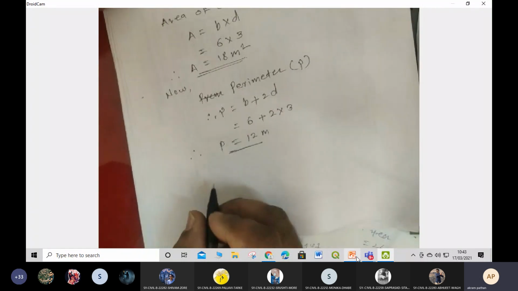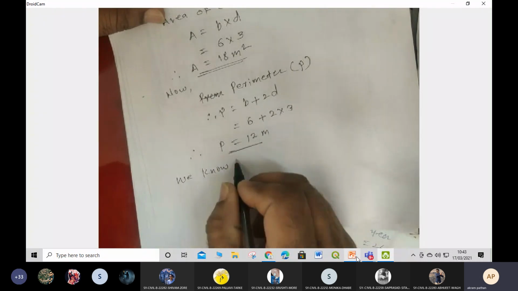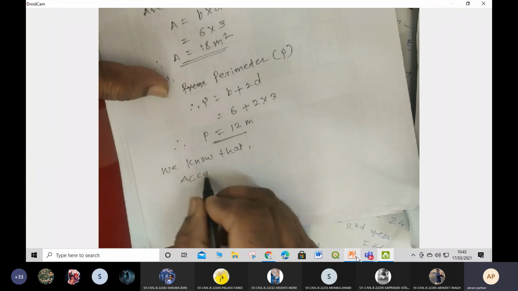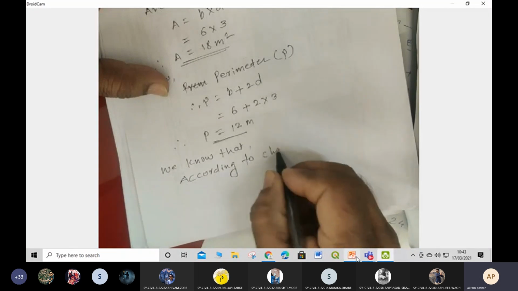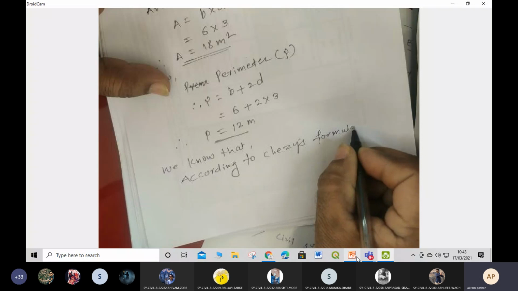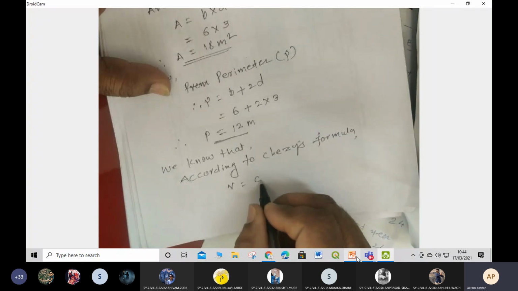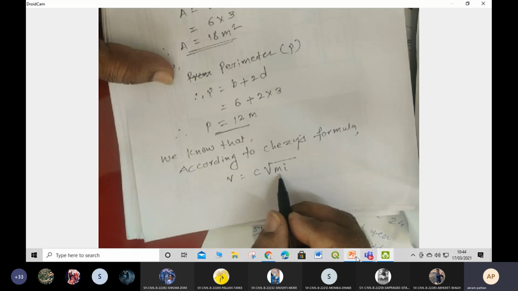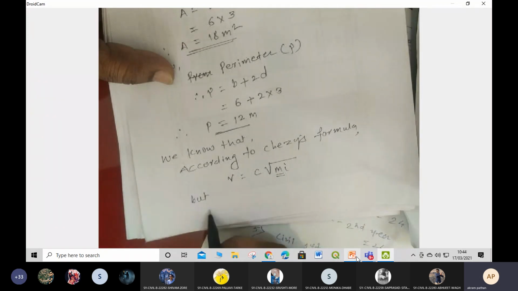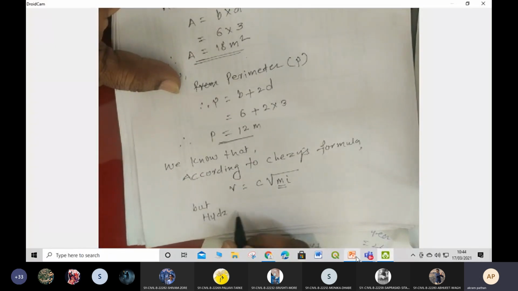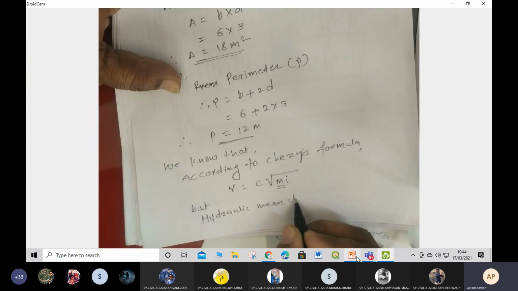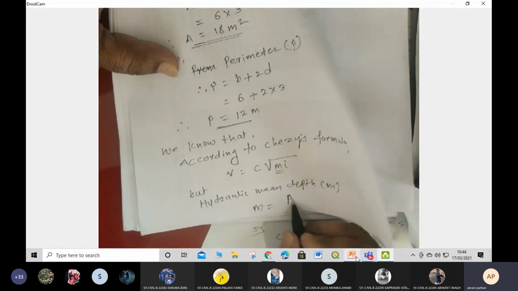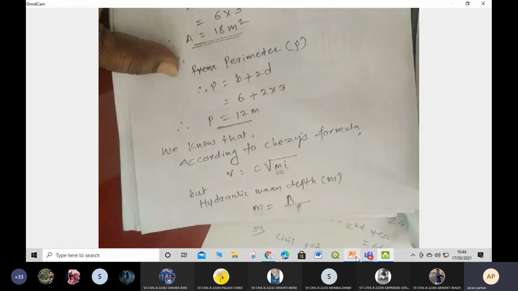Then we know the Chezy's formula for velocity. According to Chezy's formula, velocity V is equal to C under root MI. But we don't know the value of M. M is the hydraulic mean depth. So write down hydraulic mean depth M, which is equal to area divided by wetted perimeter, A by P. It is the ratio of area to the perimeter.